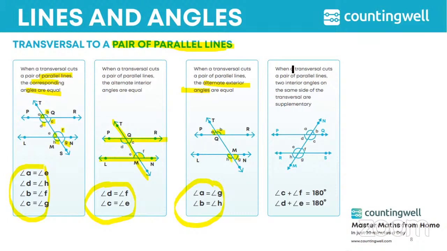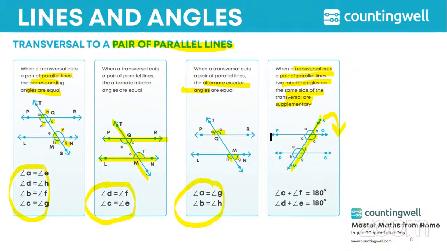Let us see one more property. When a transversal cuts a pair of parallel lines, two interior angles on the same side of the transversal are supplementary. Now, what are the interior angles on the same side of the transversal? These are C and F. So these are interior angles, first thing, and these are lying on the same side of the transversal. Say it is lying to the right side of the transversal NM.